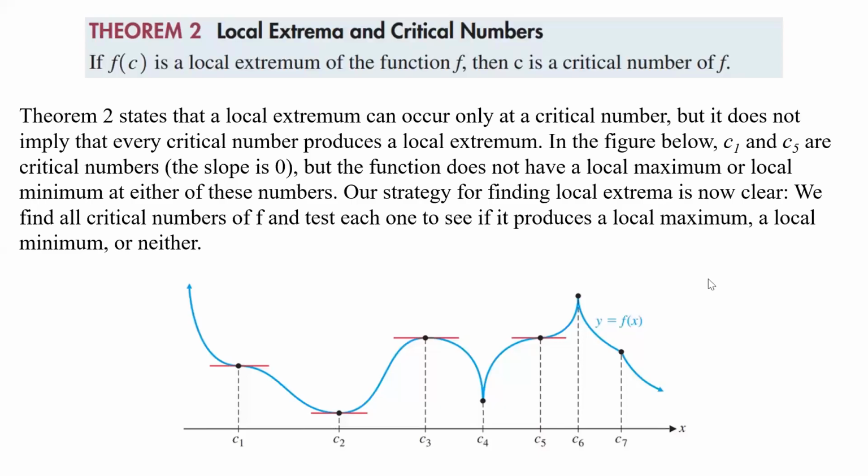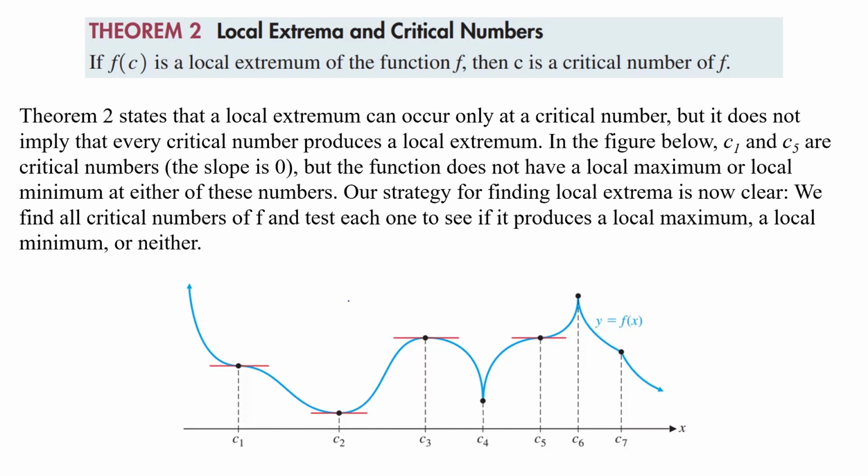All right, so continuing on with our local extrema and critical numbers. If f of c is a local extremum of the function f, then c is going to be a critical number of f. So this is theorem number 2. It states that a local extremum can occur only at a critical number, but it does not imply that every critical number produces a local extremum.